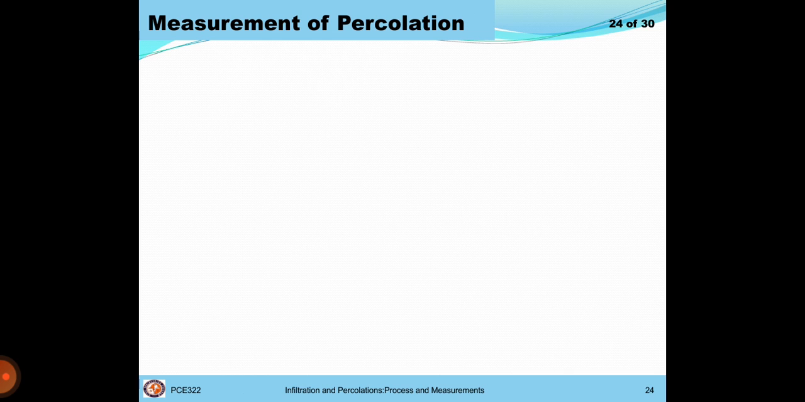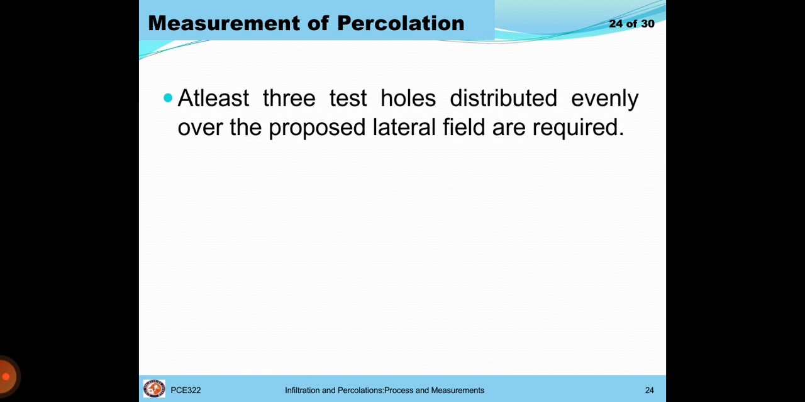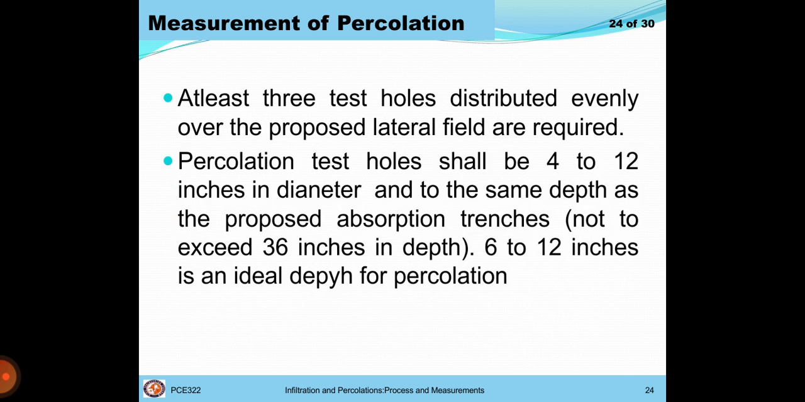So, measurement of percolation. There are steps to follow to measure percolation. First, at least 3 test holes distributed evenly over the proposed lateral field are required. Second, percolation test holes shall be 4 to 12 inches in diameter and the same depth as the proposed absorption trenches, not to exceed 36 inches in depth, and 6 to 12 inches is an ideal depth for percolation.